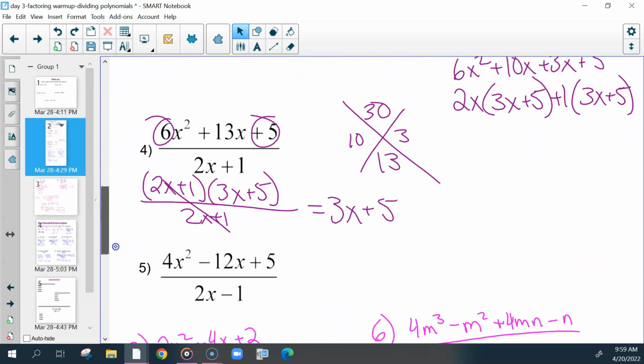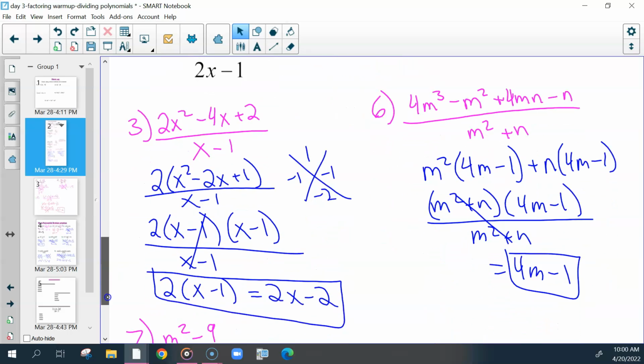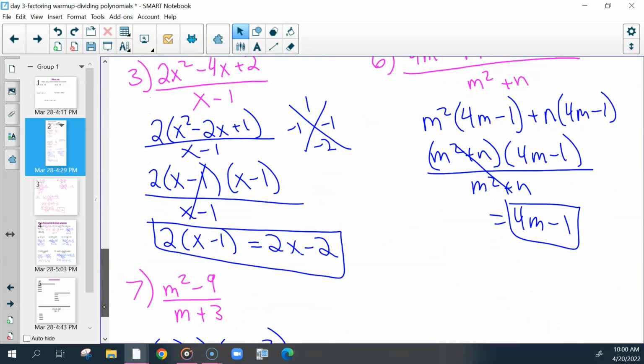For the polynomial division, number 3, you can factor out a 2 as a GCF. Then your A becomes 1. So you're looking for two numbers that multiply to be 1, but add to be -2, which would be -1 and -1. Only one of those factors would cancel, not both. So you'd have 2 times x minus 1, or you could distribute that and get 2x minus 2.